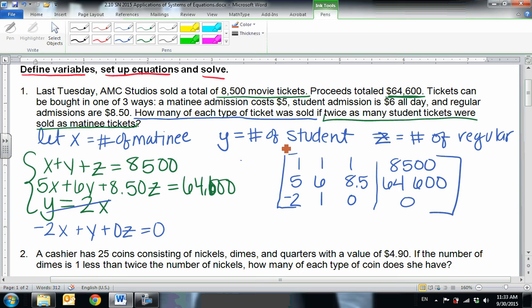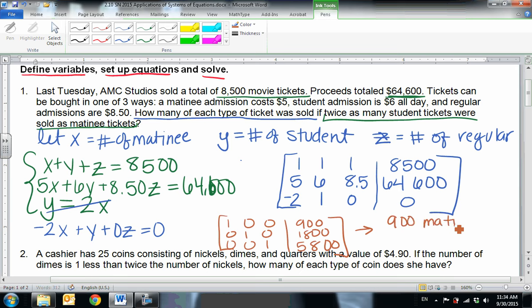So, your solution matrix, when you get it on your calculator, was 1, 0, 0, what? 900? And then 0, 1, 0, 1800. And then 0, 0, 1, 5800. That's what you should have gotten when you did your RREF, right? Okay, so what that means is 1 is in the X spot. So X was matinee. So how many matinee tickets?